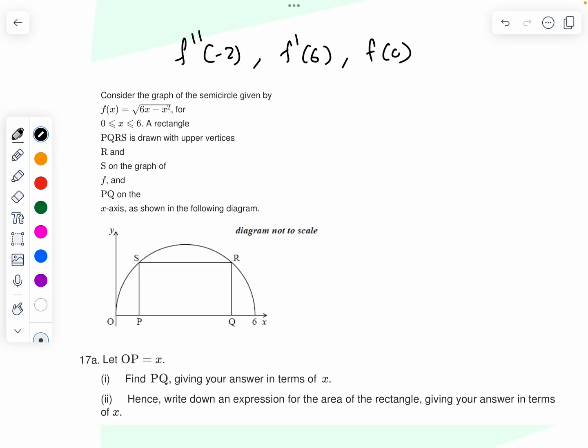Consider the graph of the semicircle given by f of x equals 6x minus x square. PQRS is drawn on the upper vertices. R and S are on the graph of f. PQ is on the x-axis. Then let OP equal x. Find PQ, giving your answer in terms of x. Hence write down the expression for the area of the rectangle. Now I have to find PQ.